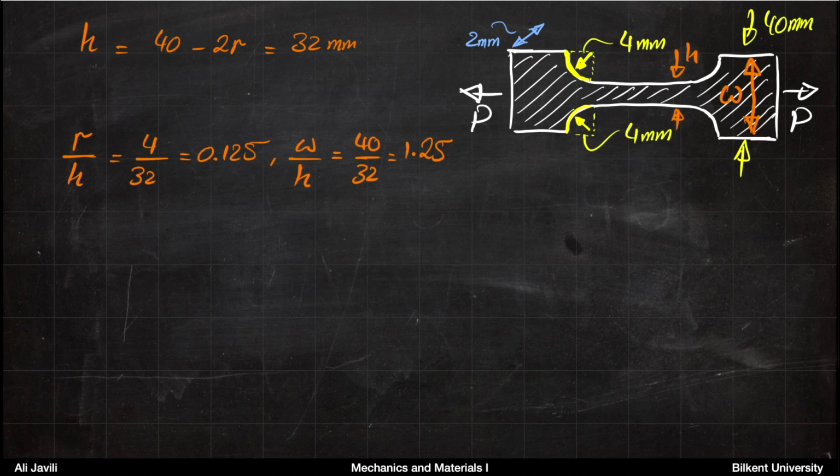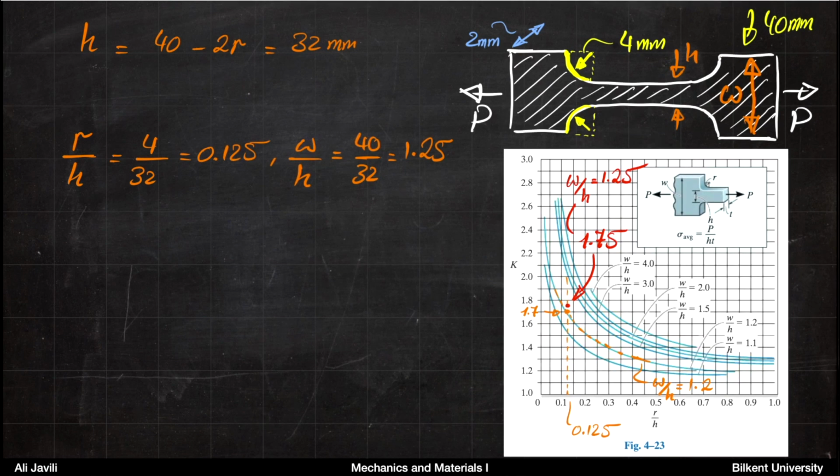Okay, so the first thing we want to do is to calculate the stress concentration factor. If you remember, for this type of structure, we had W as the width or height of the larger part, and H as the height of the smaller part. So in this case, H would be 40 minus 2R, that's 32 millimeter. Then R over H, that would be the radius, 4 divided by 32, so that's 0.125. And W over H is 40 divided by 32, that's 1.25.